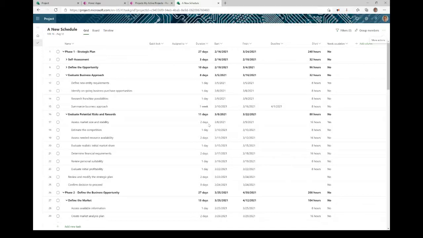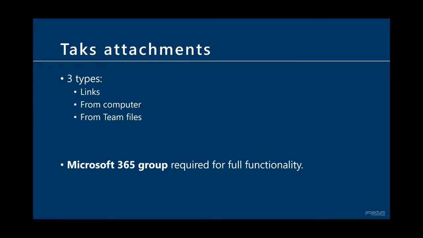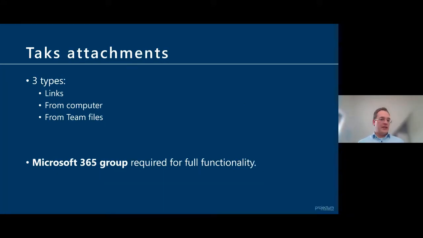And let's jump into task attachments, because that is another one of the functionalities that was recently added to Project for the Web. Task attachments come in 3 types. We have the option to link to a URL anywhere on the internet, basically, right? We have the option to add files from a computer or files from a Teams file storage.